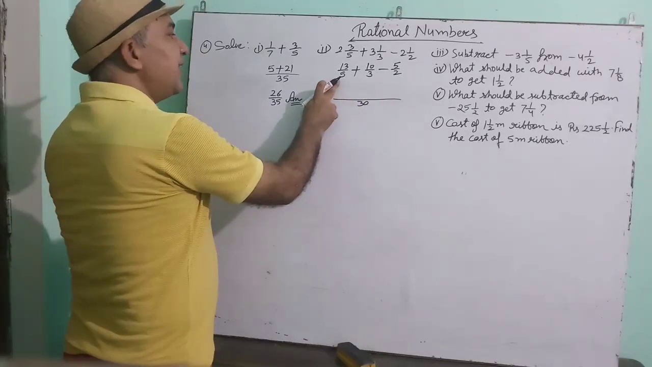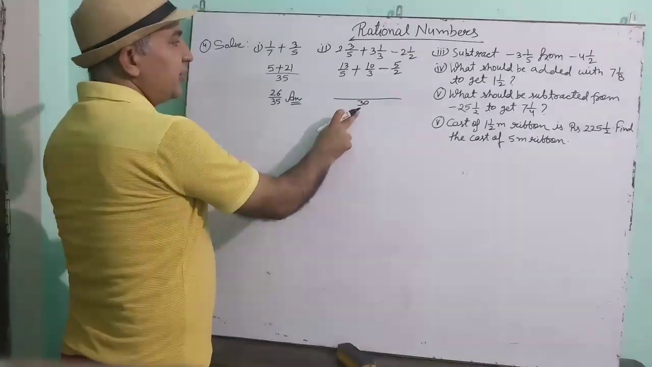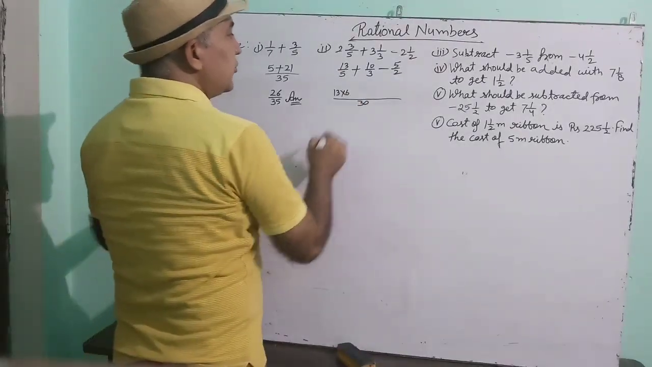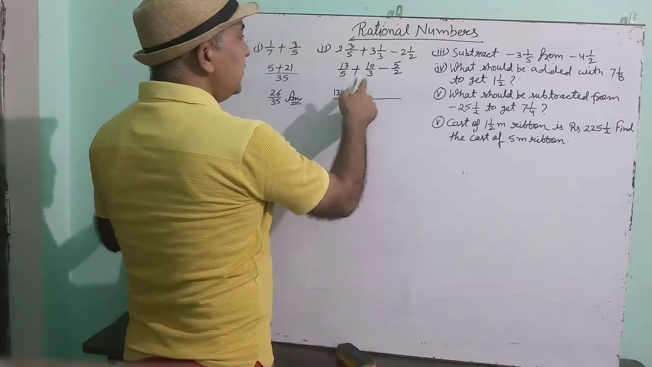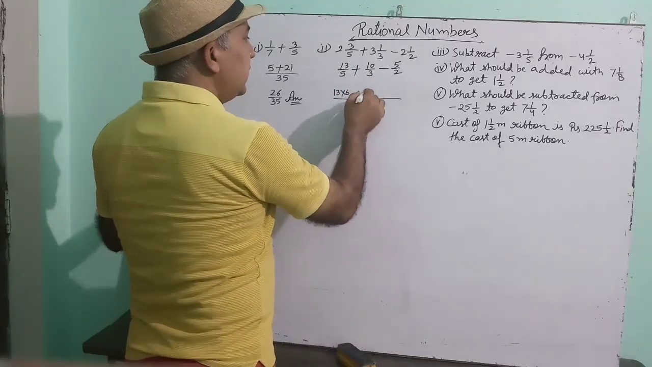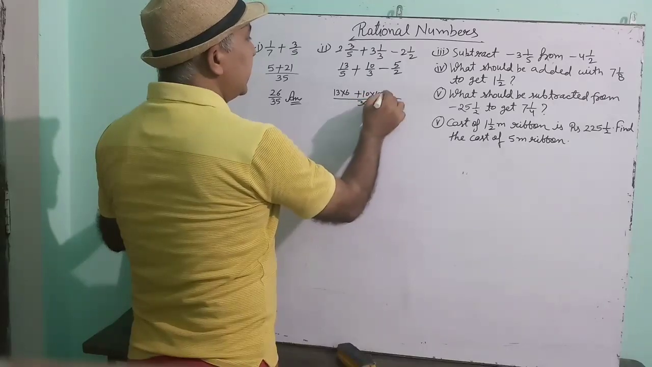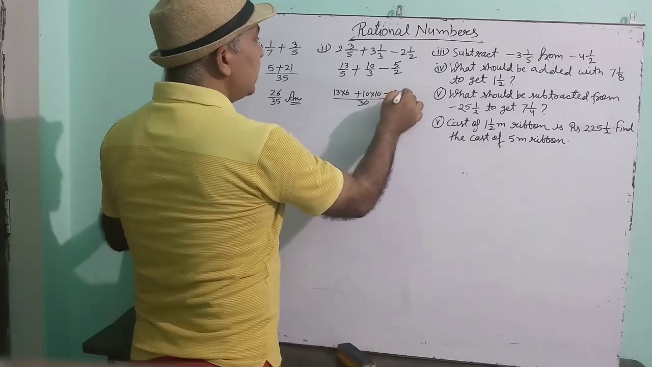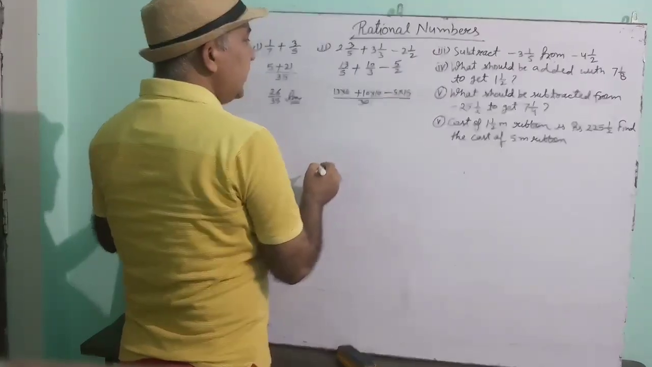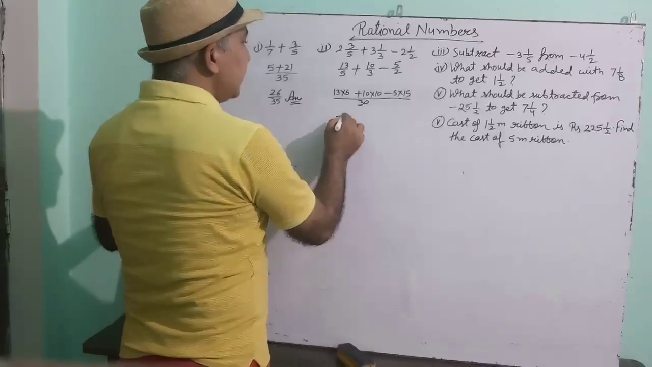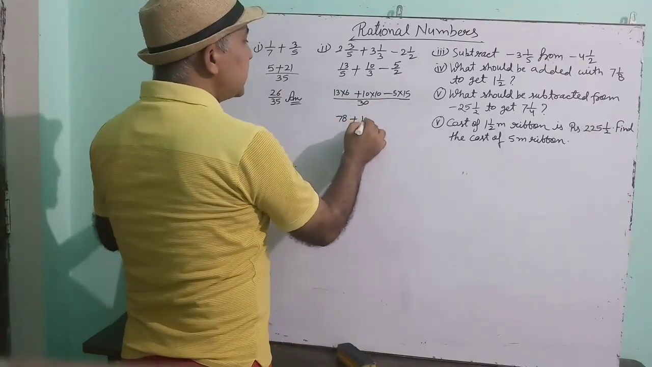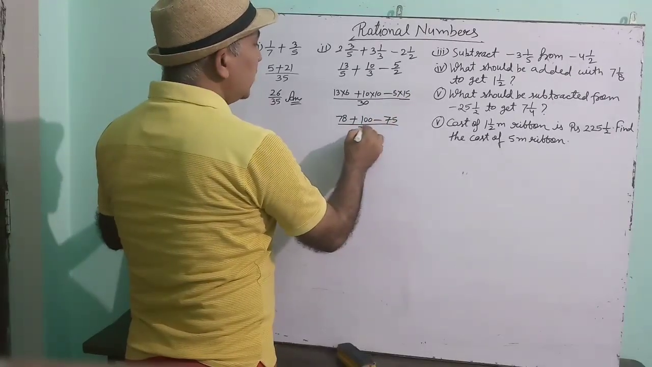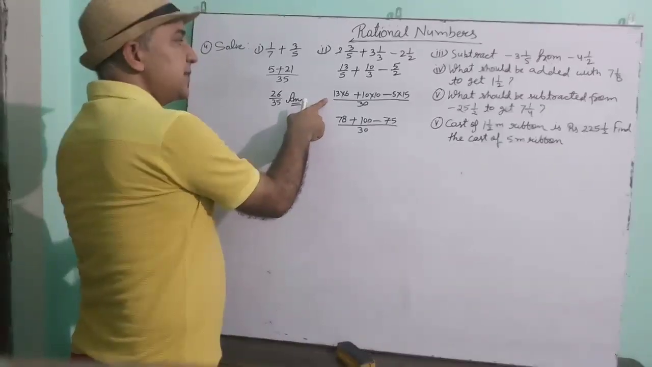Now the LCM will be divided by the denominator. 5 dividing 30 coming 6. That 6 will be multiplied by the numerator. It will be 13 into 6. Now plus sign. Now 3 dividing 30 coming 10. That 10 is multiplied by numerator 10. Minus, 2 dividing 30 coming 15. 15 is multiplied by numerator 5. Okay. Now 13 into 6 is 78 plus 10 into 10 is 100 minus 5 into 15 is 75 upon 30.